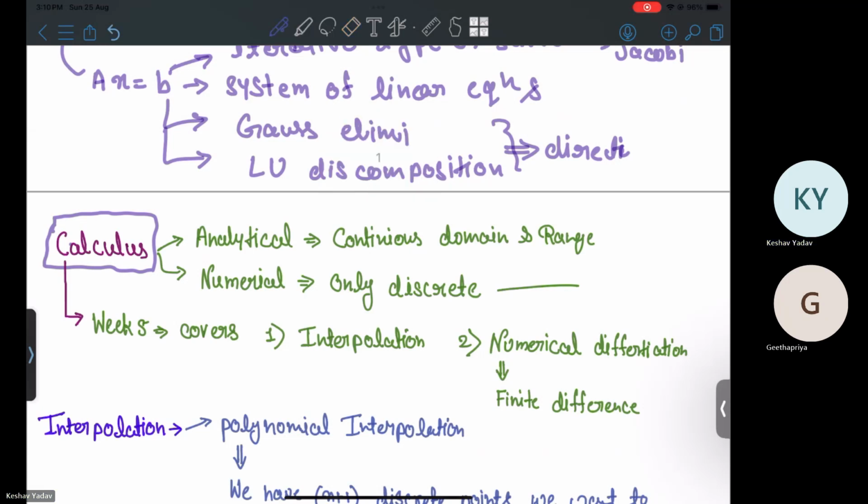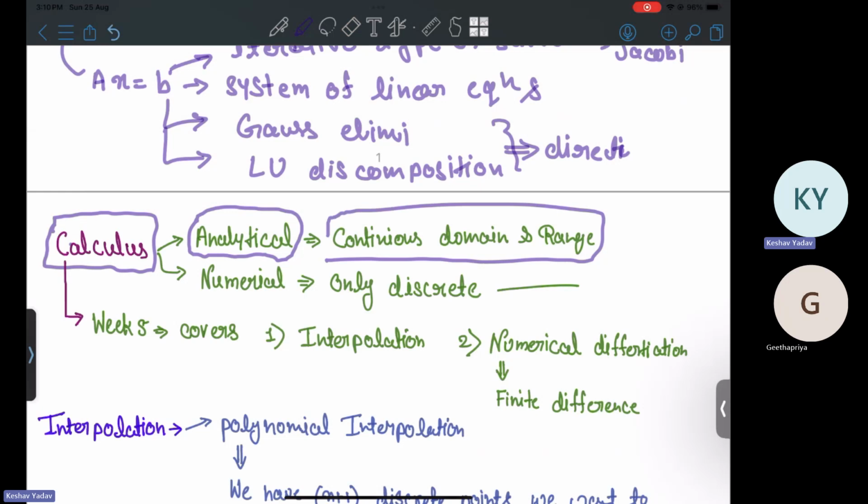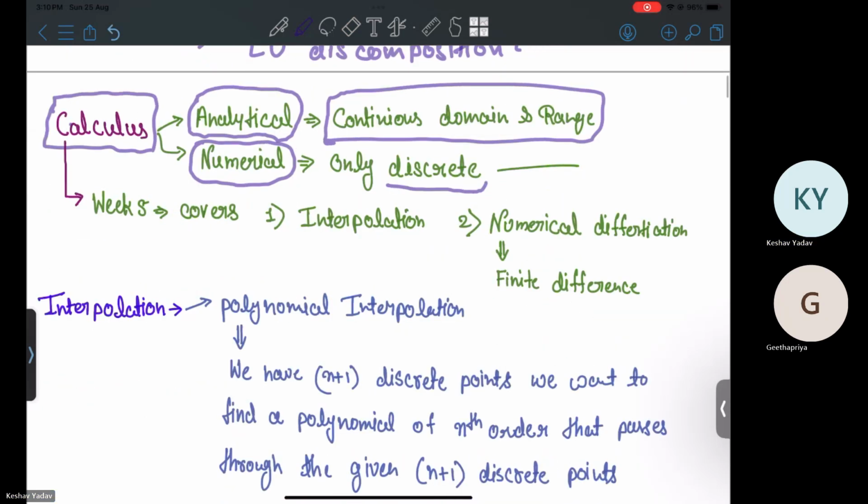So what is the difference here? Whenever we go for an analytical solution, or we say calculus analytically, we have a continuous domain and range of a function. But in case of numerical methods, when we go for numerical solution, we have only a discrete set of domain. We know the function and its value only at some discrete points.